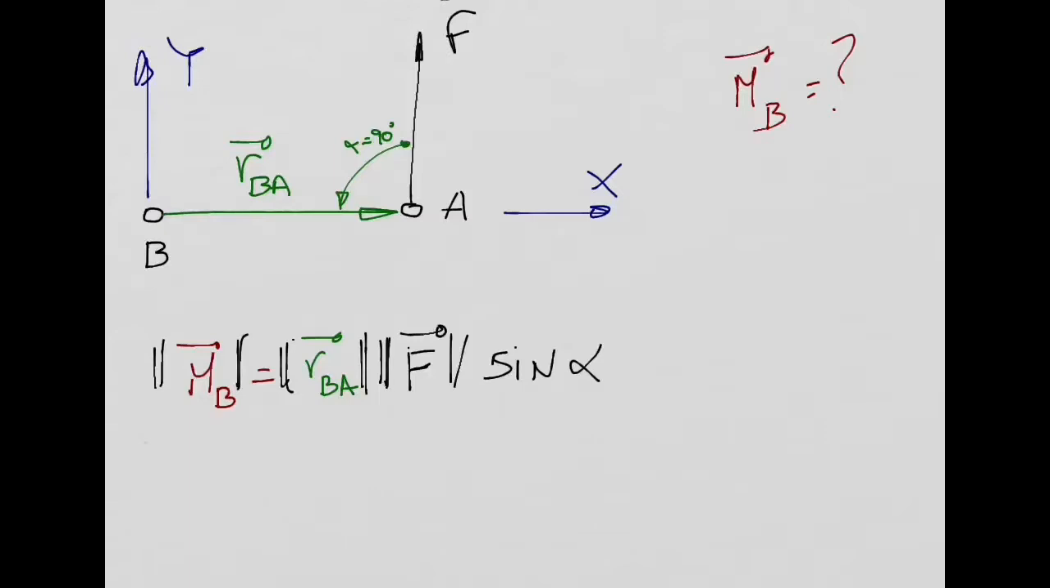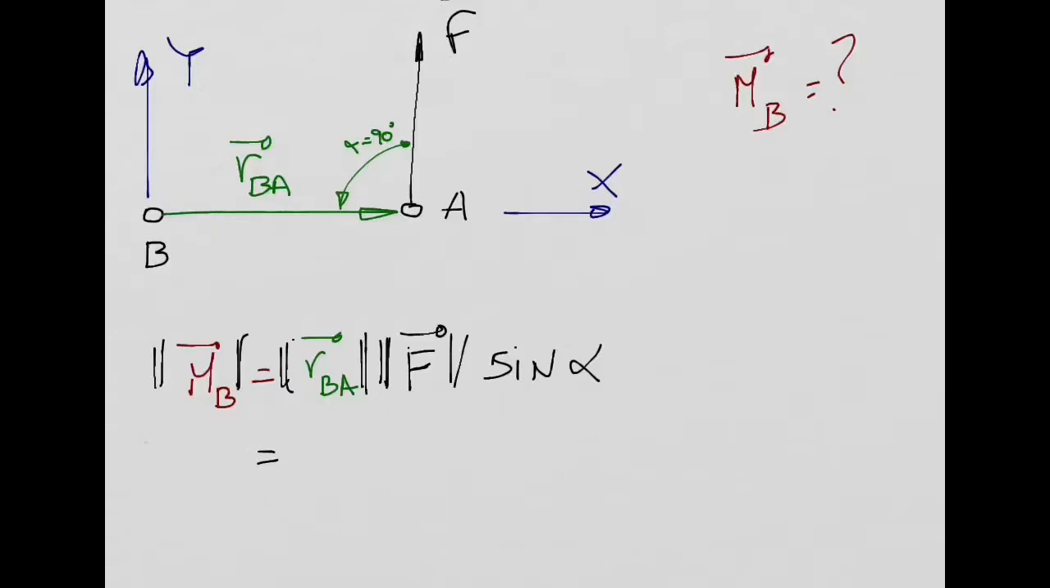So position vector, RBA, and the force vector, in this case, they make an angle of 90 degrees. But if you think of it in a general way, we can say the angle between the position vector and the force vector is given by alpha, a generic angle, right? So if we do it this way, we can obtain the norm or the intensity of my moment. And then, if we apply this to this case, where this angle alpha is 90 degrees, we have what?